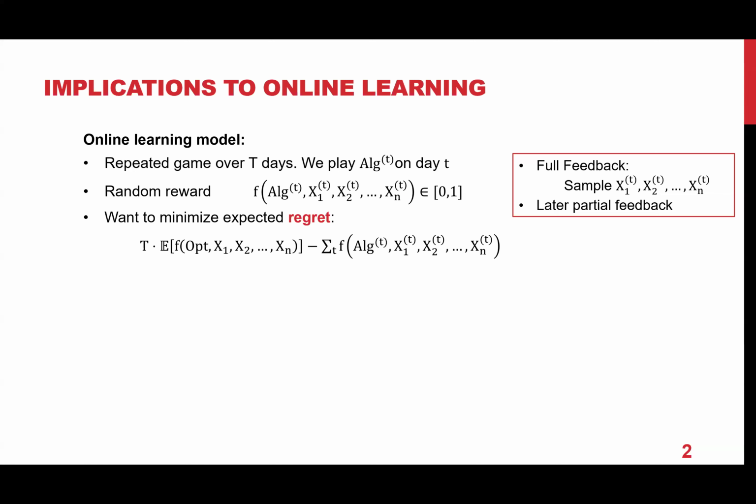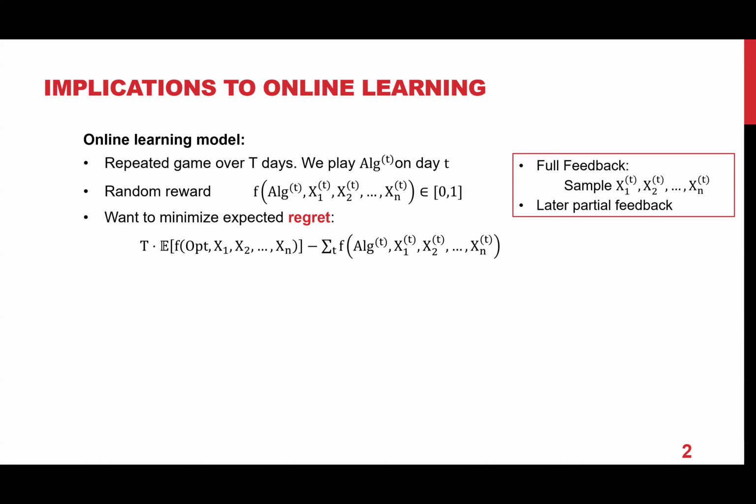Each day, you are going to play an algorithm. I'm going to call it alg-t. This is the algorithm that you play. Maybe you're running some kind of revenue maximization problem. You offer some price to the bunny on the tth day. That price is what's alg-t. And a random bunny shows up from the distribution, or some random sample comes. Again, my function is between 0 and 1.